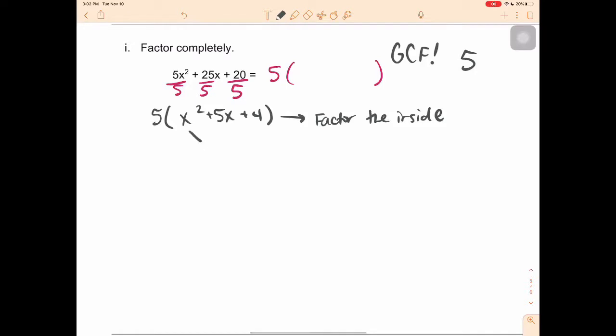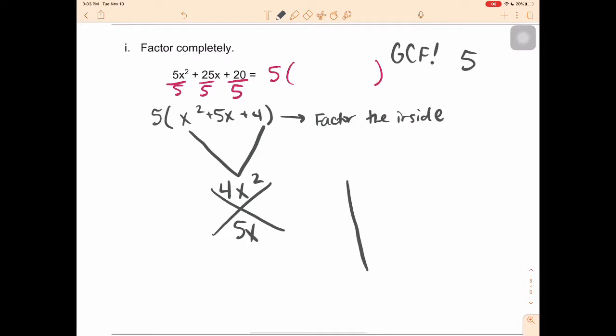So now if I do this like I normally do, x squared times 4, 4x squared, 5x on the bottom. I'm going to go ahead and color code that for you so you can see it clearly. Oh, actually, hold on, sorry. I have to color in my area model first.